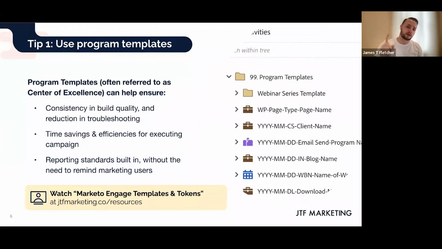Now, we do have a webinar specifically on program templates, which is available on our website, which is this little link down the bottom. So feel free to go and have a look for Marketo Engage templates and tokens. That is the webinar that will help you streamline that process and importantly improve how you maximize your campaign builds. Now, why is this important to email marketing?